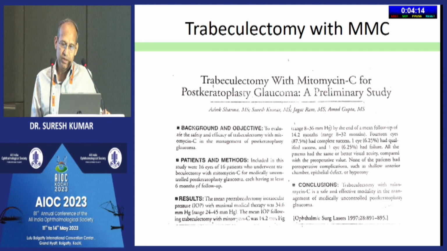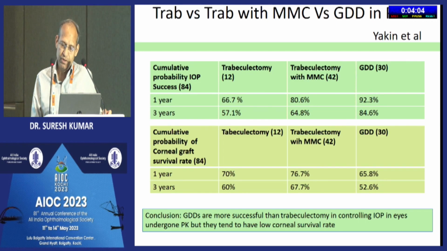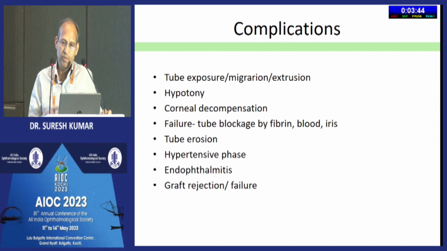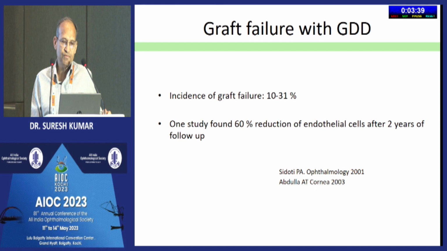One of our departmental studies, though small and preliminary, found trabeculectomy with mitomycin C useful in these patients. And now with glaucoma drainage devices, in the literature we have found that the success rate is much better with GDD as compared to trabeculectomy with mitomycin C. But the main area of concern in these devices is the corneal endothelium and endothelial decompensation. The list of complications, Professor Sushmita Kaushik will be dealing with in detail. I will be just focusing on graft failure.